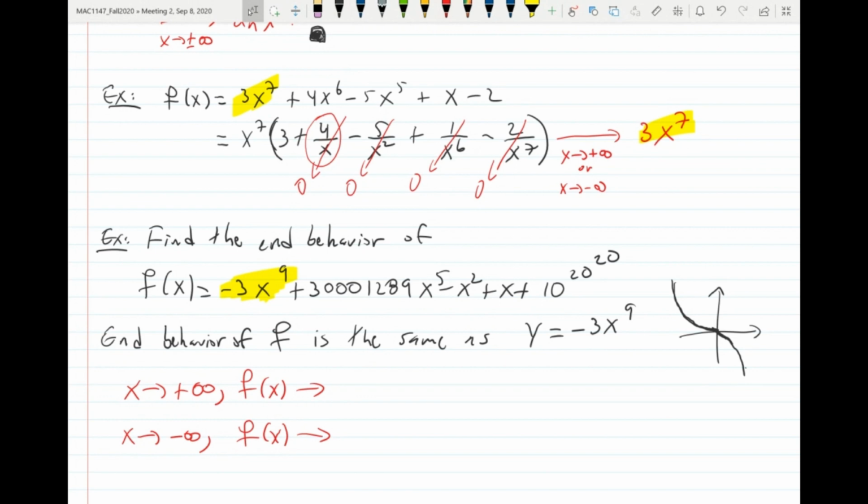All right, and now with this little picture that we did here for the power function, we can actually see what the end behavior is, because it's the same as our function. So when x approaches positive infinity, what can we say about f? It will go to negative infinity, right? And when x approaches negative infinity, what can we say about f? It goes to positive infinity. All right, questions?